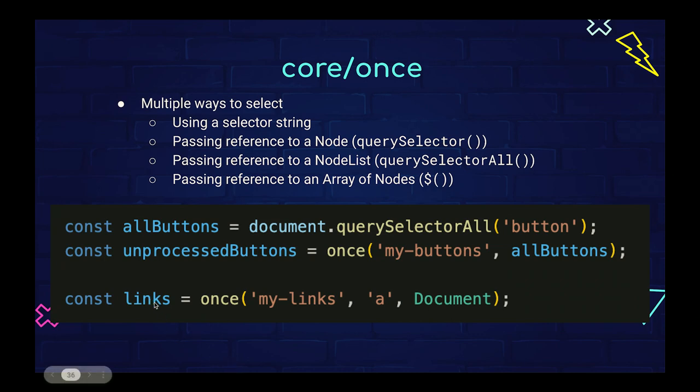You can also do links, once, my links. We'll select with a selector string of A, make sure they don't have the once attribute, the data once attribute, my links, and we'll select them from document or from some specific div or whatever element you want to. So you can pass in a parent that you want to select inside of.